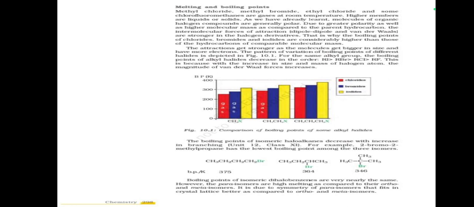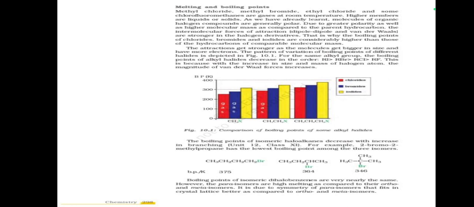That is why the boiling points of chlorides, bromides, and iodides are considerably higher than those of the hydrocarbons of comparable molecular mass. The attraction gets stronger as the molecules get bigger in size and have more electrons. The pattern of variation of boiling points of different halides is depicted in figure 10.1 for the same alkyl group. The boiling points of alkyl halides decrease in the order RI, RBr, RCl, RF.